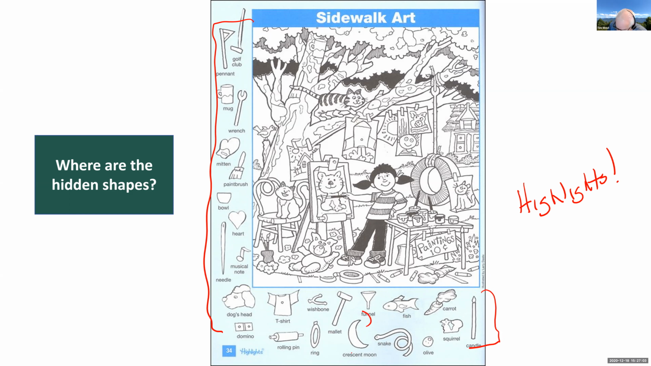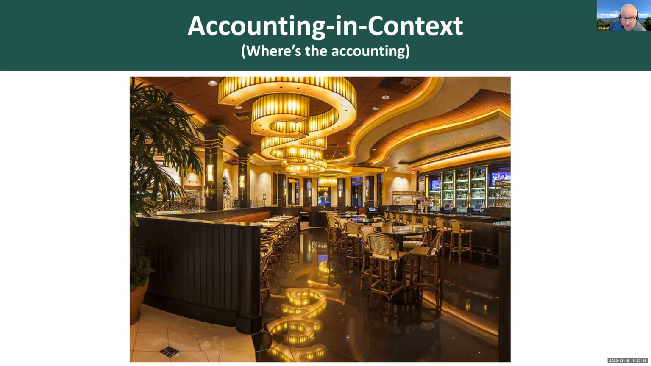So for example, there's the moon right there in the tire. Can you find the hidden items in here? Where are the hidden shapes? Well, that's like accounting. That's like accounting. Because here is the bar area of a classic Cheesecake Factory. So where is the hidden accounting? Where is the hidden accounting?